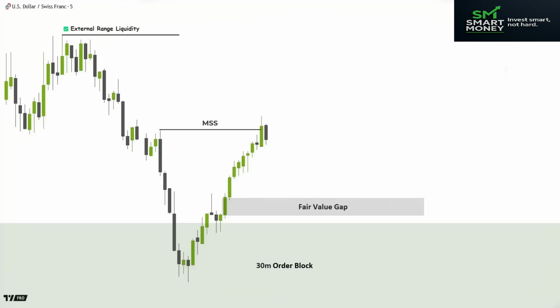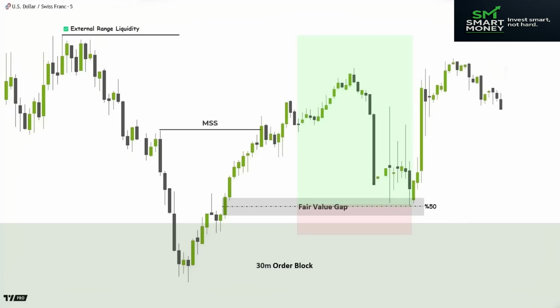Now, if you look closely, you'll notice that price has formed a bullish fair value gap within the market structure shift leg. This area often acts like a magnet, drawing price back into it before continuing to the upside. With all the rules and conditions now in place, I'm taking the conservative entry approach, setting a buy limit order at the midpoint of that 5-minute bullish fair value gap, and targeting the most recent 30-minute buy-side liquidity as my take profit. Now, let's play out the trade and see what happens.